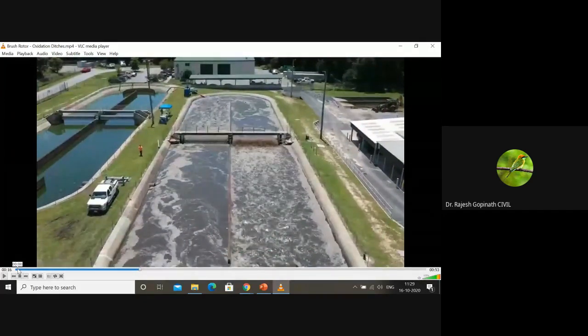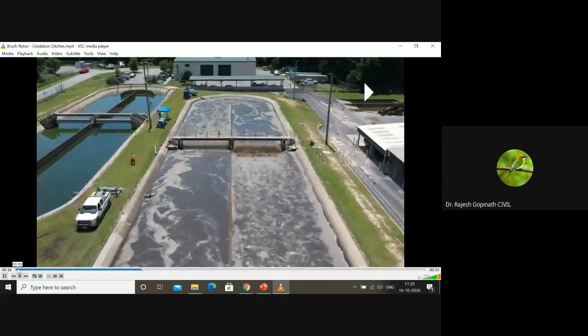Please make a note that there could be different mechanisms in which you can facilitate aeration, but we would rather not go for diffused aerators in this system, because the objective is not just aeration, but to make sure that the wastewater is continuously flowing in an endless loop.